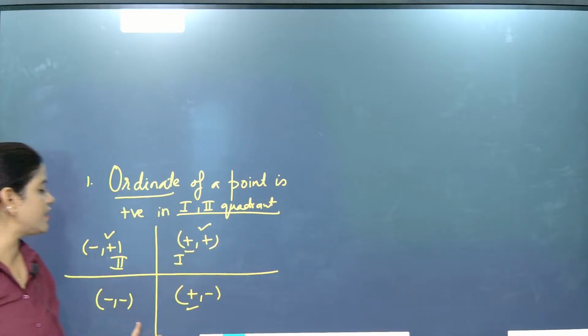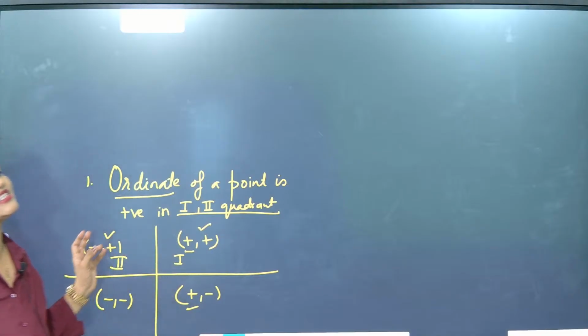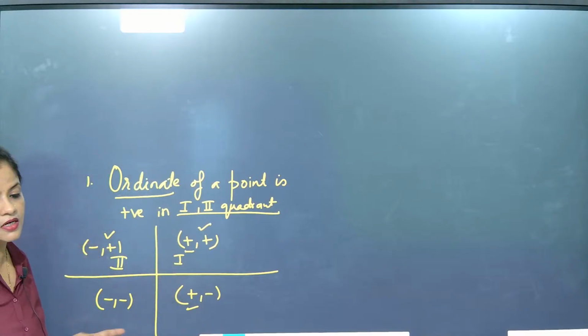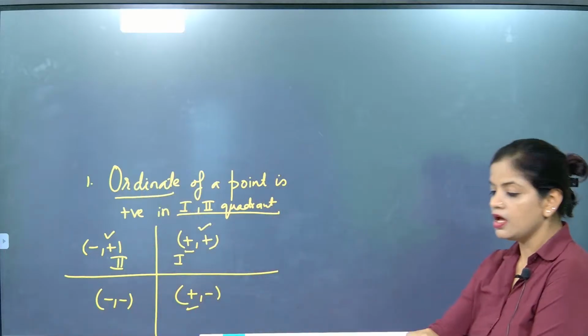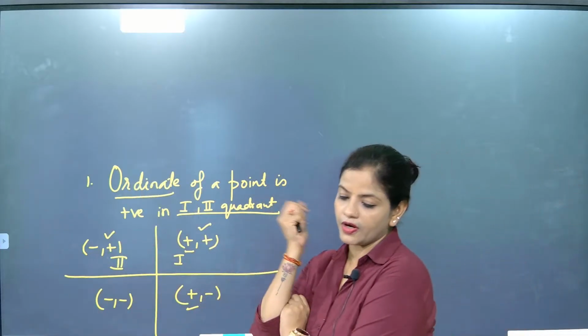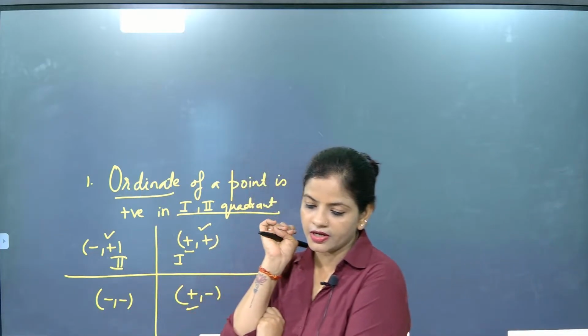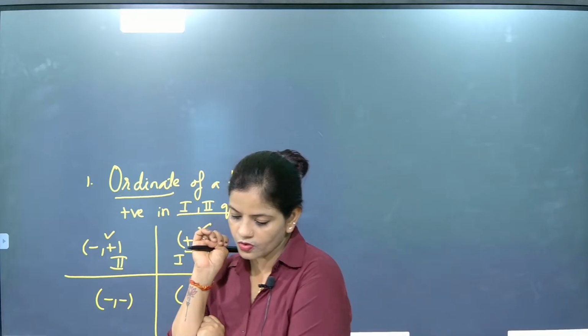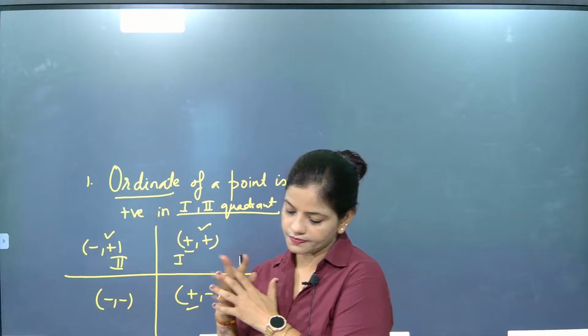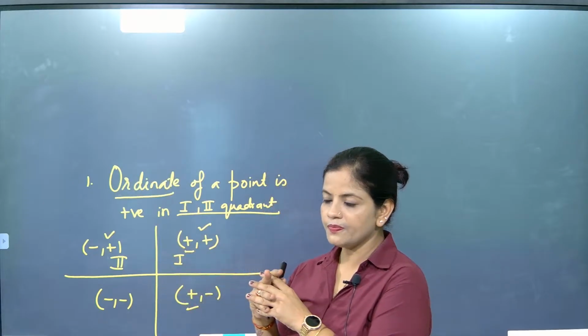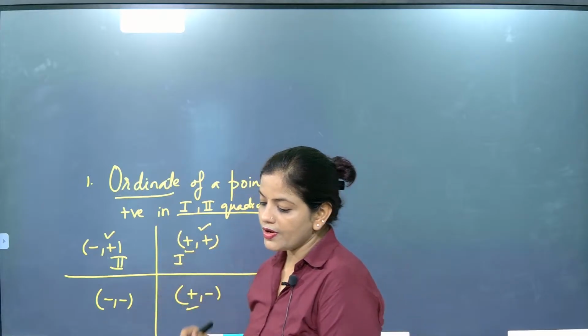Y negative in third and fourth, x negative in second and third. X negative in which quadrant? Second and third. Understood? I hope you have got the points and you understood what all answers are to be given. Understood or not? Come on, say. Okay, fine. Got it, beta?